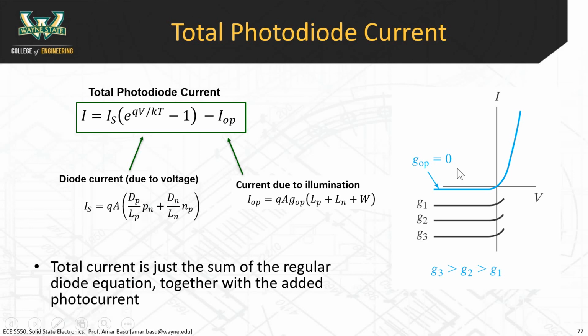What this actually looks like: the blue line that you see here is the diode equation that we covered 2 lectures ago. The equation looks like this. When you start adding photocurrent, when you start illuminating the diode, the IV characteristic shifts downwards like this because of this negative IOP term. The more light you put on the diode, the more this characteristic is going to move lower and lower. So this is actually the generated photocurrent.